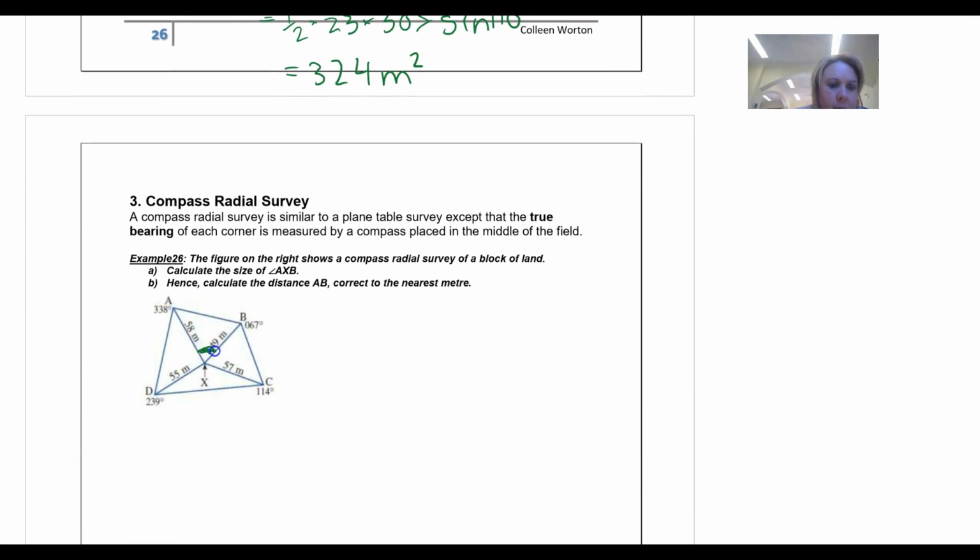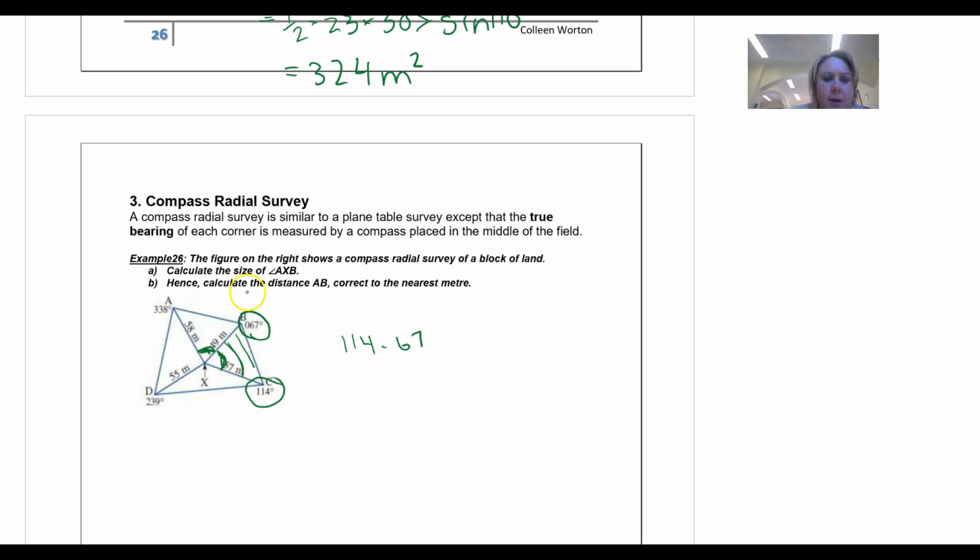Now the last surveying is exactly the same as the one above, but instead of finding the angle here, they've found the bearings. So to find, say, this angle, this is a bearing of 114 and this is 67. So the bearing is 114 minus 67. That's the angle there. And we would use the sine rule and the area of a triangle to work it out.